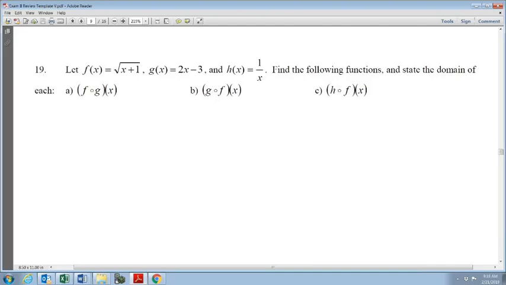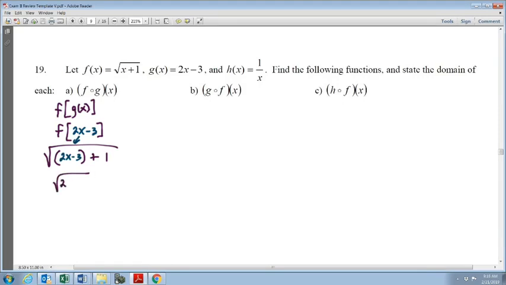So we're going to do some more of this. f of g of x, that looks like that. So the g of x function is 2x minus 3. We're going to plug that into the f function. So 2x minus 3 is my input there. You don't really need the parentheses. We can combine the minus 3 and 1. And so we get the square root of 2x minus 2. It does say that we need to find the domain here.